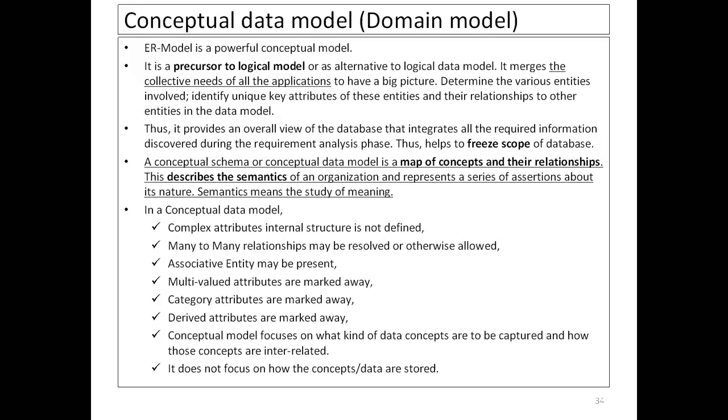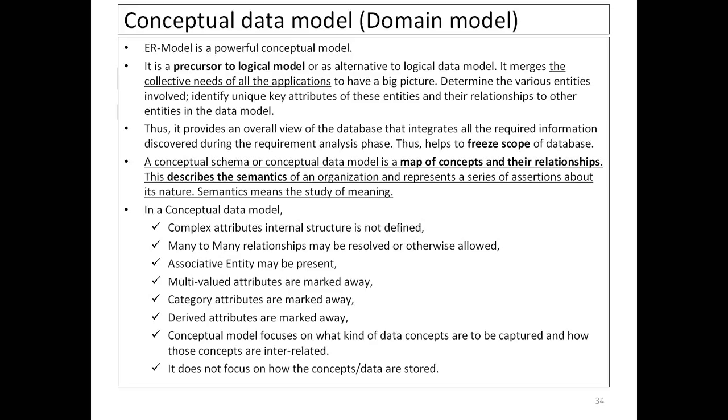In a conceptual data model, the internal structure of complex attributes is not defined. We can have many to many relationships, either resolved or otherwise. Even many to many relationships are fine in the conceptual model, and can be tolerated. So an associative entity may or may not be present. An associative entity is used to resolve many to many relationships. Multi-valued attributes are marked away.